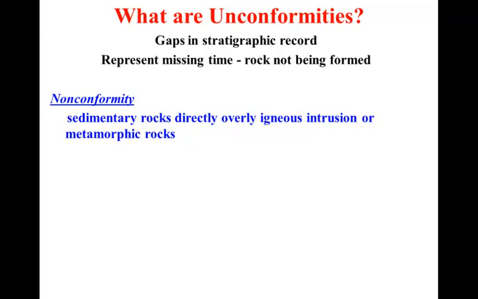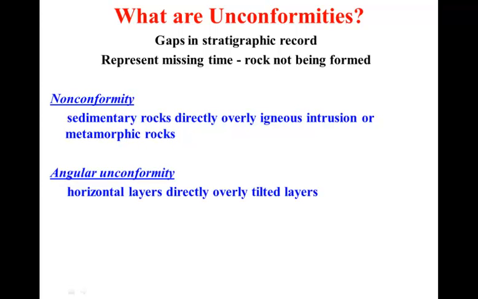The first type is a nonconformity. This occurs when sedimentary rock layers directly form on, or are deposited on, overlie igneous or metamorphic rocks. This indicates that an erosional surface formed in those igneous and metamorphic rocks before new sedimentary layers were deposited. In other words, there's missing time between the sedimentary rock and the igneous and metamorphic rock beneath it. Otherwise, our sedimentary rock would be cross-cut by that intrusion, which shows signs of metamorphism because it would already have been there when the igneous or metamorphic activity occurred.